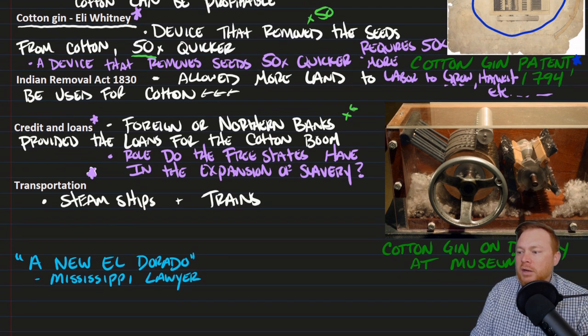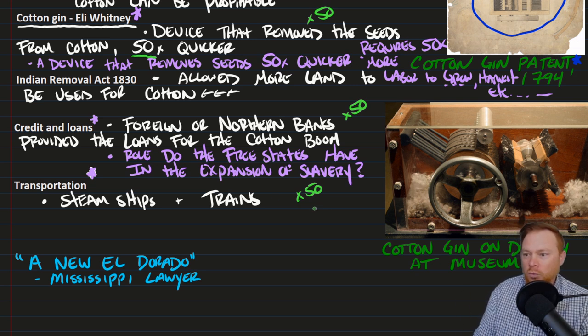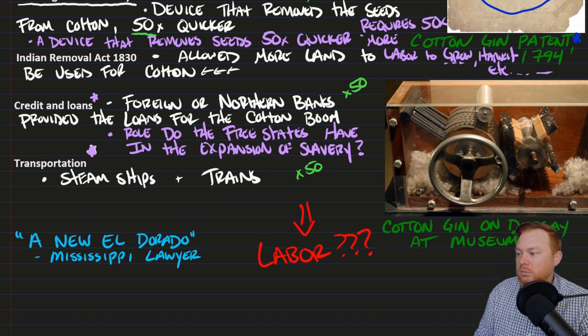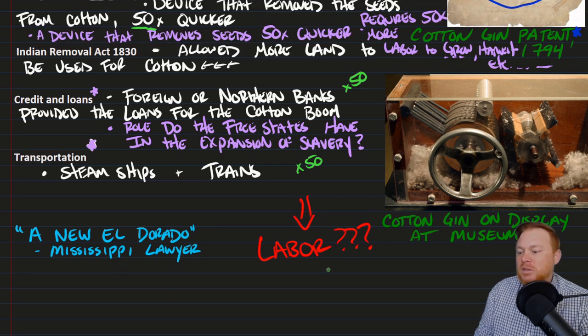Credits and loans provide the proper finance that is required. Again, we'll just say 50 times more investments are available if cotton is that profitable. And with things like steamships and trains, the ability to transport cotton increases by 50 times. So all of these things are pointing in one direction. And that one direction is, well, what does that mean about labor, right? What's going to happen now to labor? Once all of these things increase by 50 times, what it pretty much necessitates is that the amount of slave labor required to fit all of these things is also going to increase by 50 times.